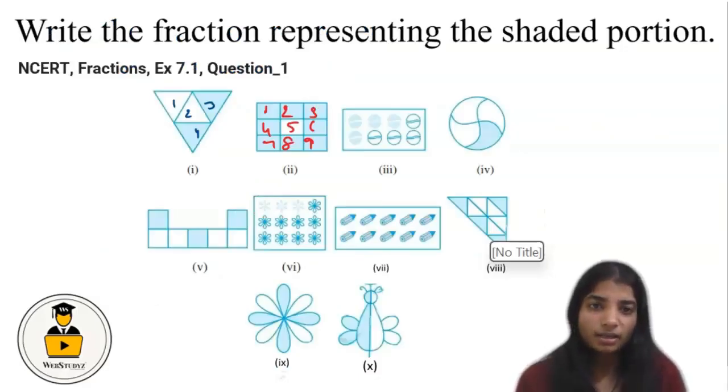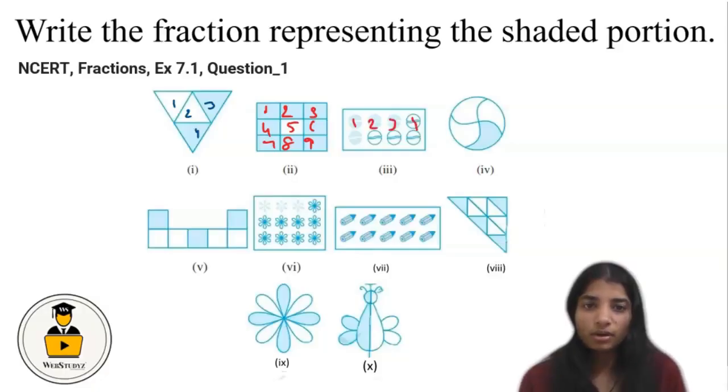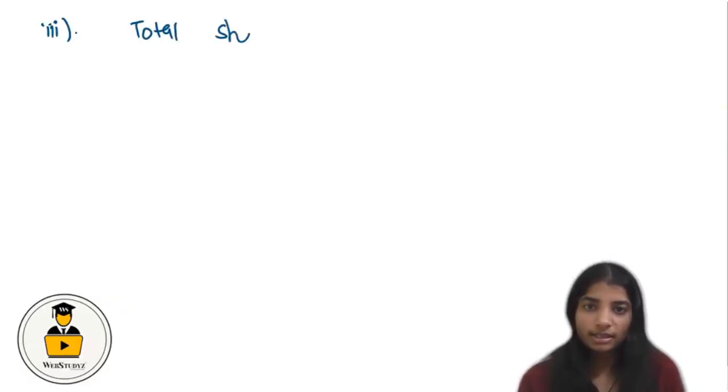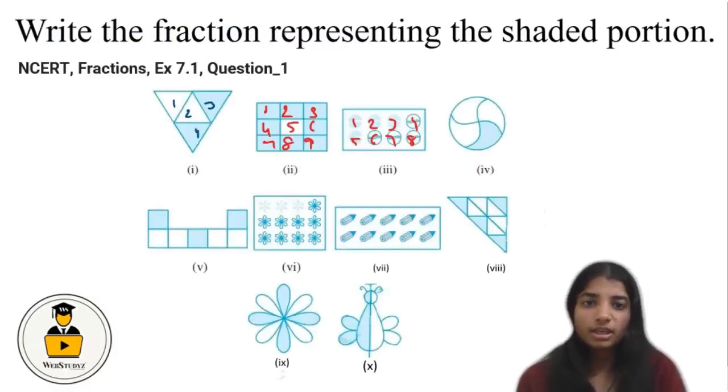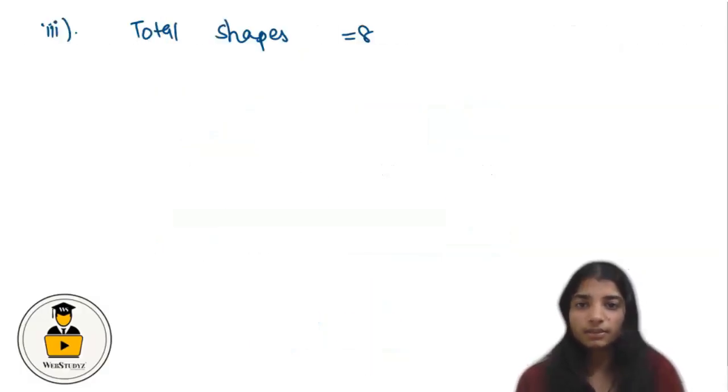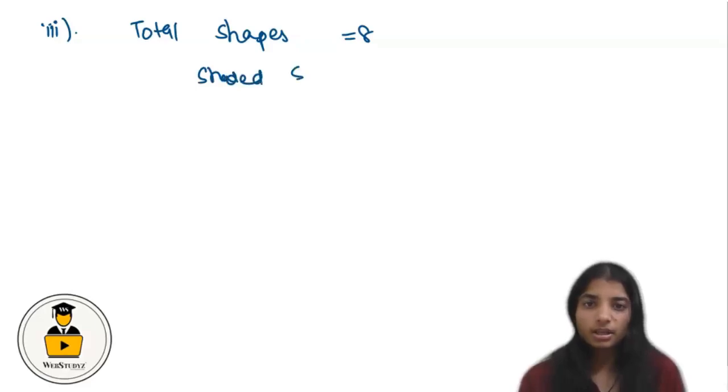In part 3, there are circular shapes given in this box. So we are going to find the total number of circular shapes here: 1, 2, 3, 4, 5, 6, 7 and 8. So from here we can say that in the third part, total shapes are 8. And out of these total shapes, 4 are shaded: 1, 2, 3 and 4. So the shaded shapes are 4.